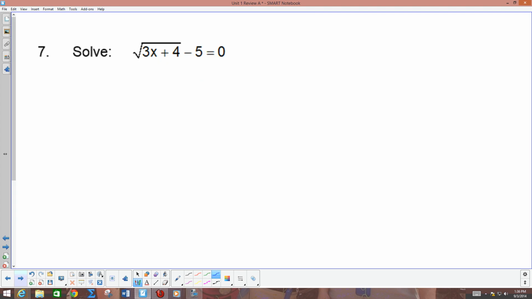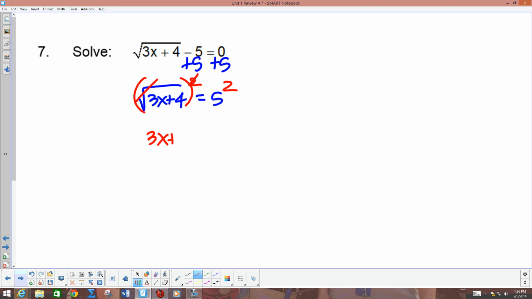Here I have a radical. I would like to isolate the radical. So I'm going to add 5, the square root of 3x plus 4 is equal to 5. So now I'm going to square both sides. The square and the square root go, and I have 3x plus 4 is equal to 25. Subtracting 4, 3x is equal to 21. Divide by 3, divide by 3, x is equal to 7.